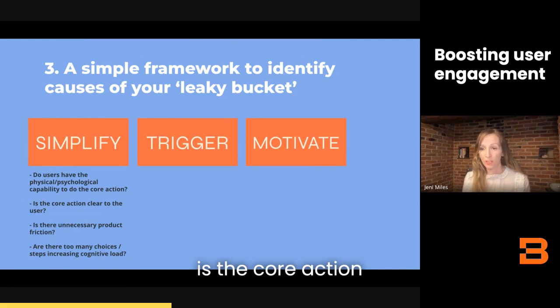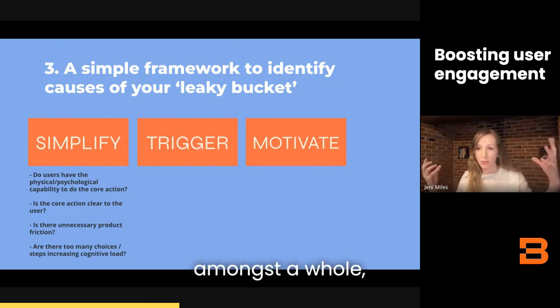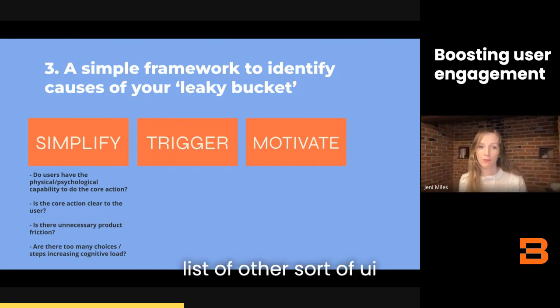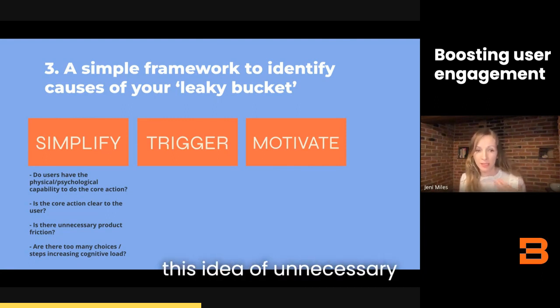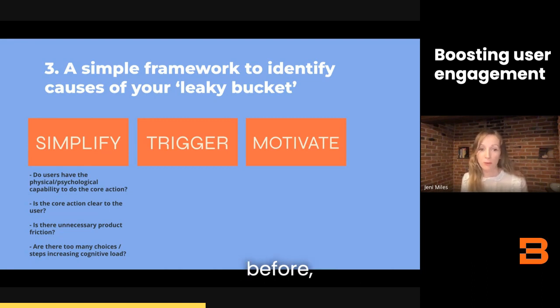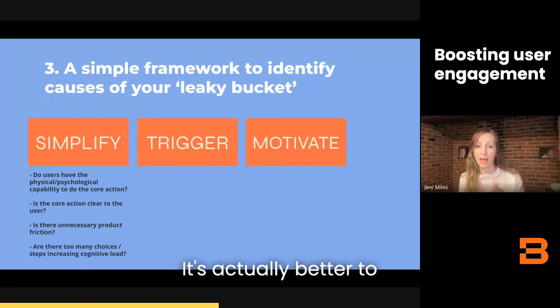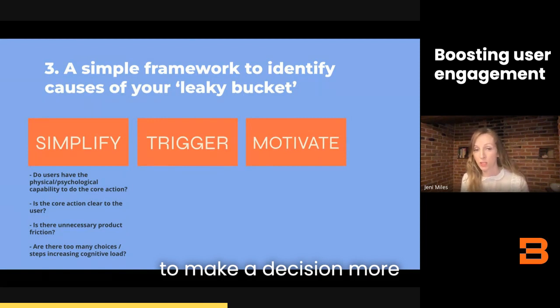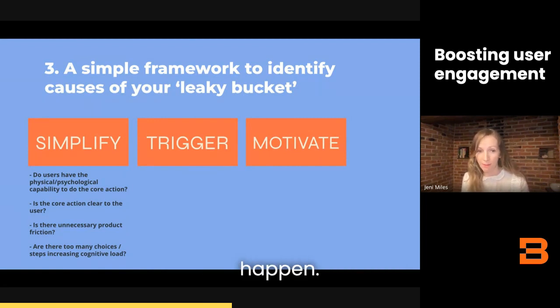Also, is the core action itself even clear to the user? Is it hidden amongst a whole list of other UI elements, and it's not necessarily salient to the user? And we talked about this idea of unnecessary product friction before, and of course discussed this idea of sometimes too many choices. It's actually better to have fewer choices, more meaningful choices, to make a decision more likely to actually happen.